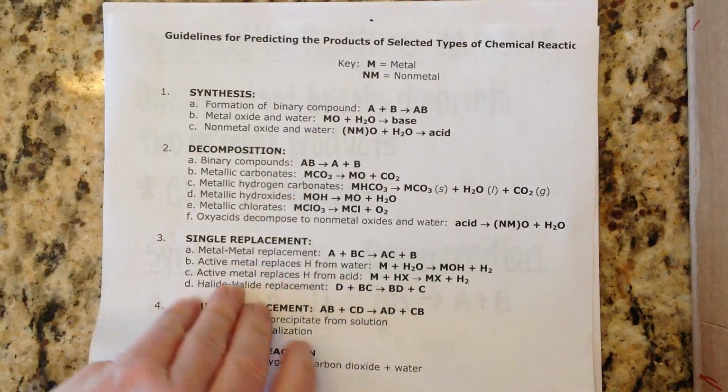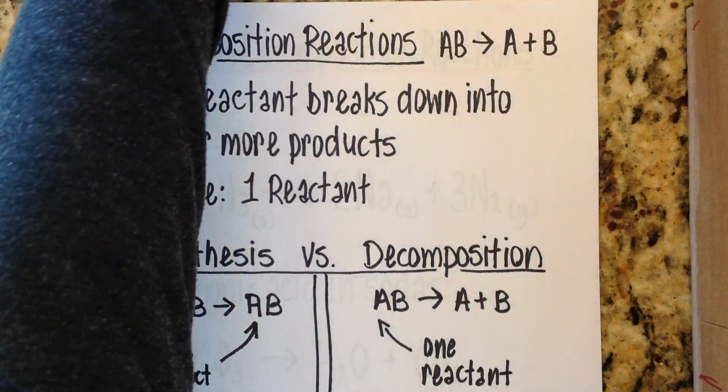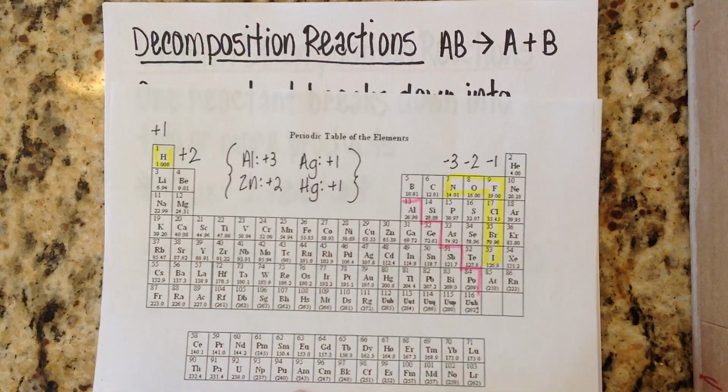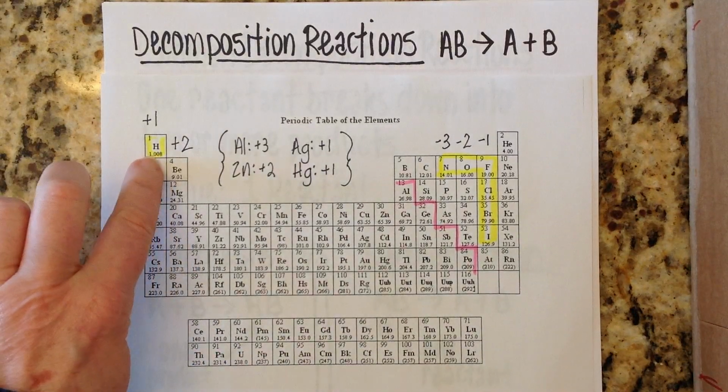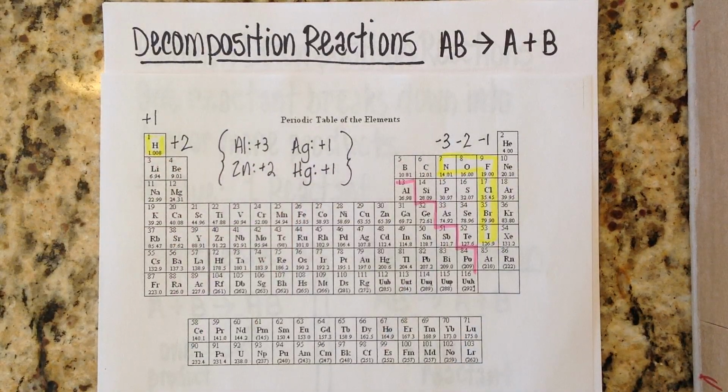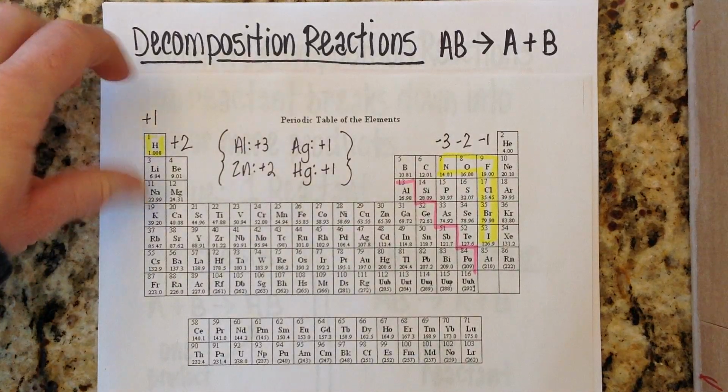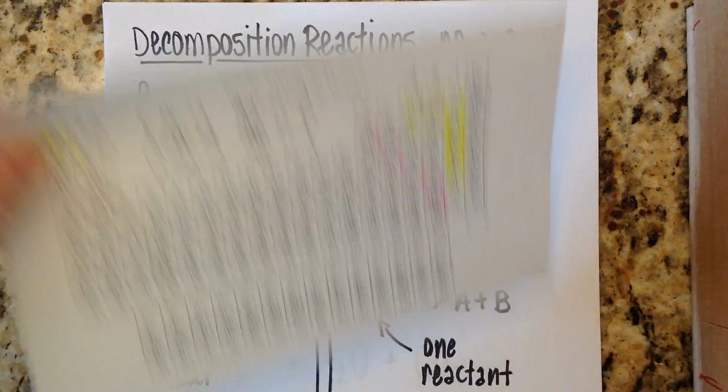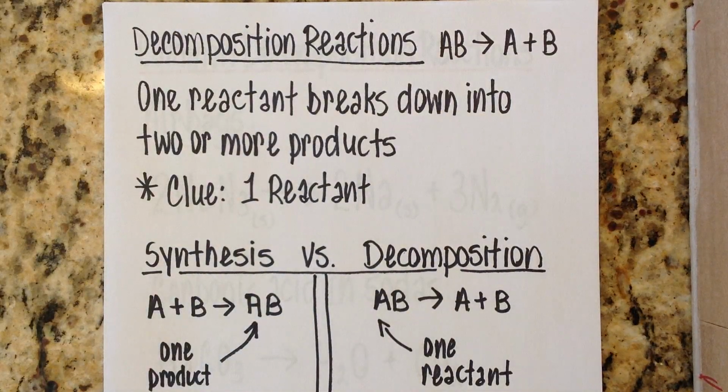So have that handy, and it never hurts to have some sort of periodic table handy where you know the charges of your ions. Most of you probably already know these because you've used them so much at this point, but just in case, have that in front of you as well.